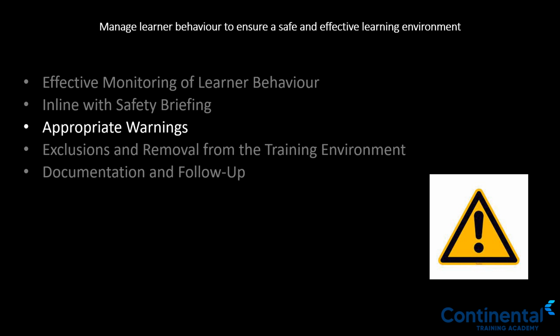If a learner exhibits unsafe or disruptive behavior, provide immediate specific feedback explaining why the behavior is unacceptable and what the expected behavior is. So start with a verbal warning, and if necessary, escalate to more formal warnings, ensuring that the response is proportional to the behavior and that all learners are aware of that escalation process.